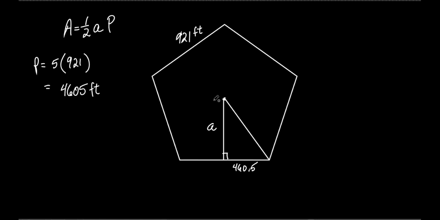Well, we'll call this the radius of our pentagon. We don't know the radius. Don't know the apothem. I know one side. I don't know any angles. Is there any way to find anything right now? Can't find anything? Well, you probably can.